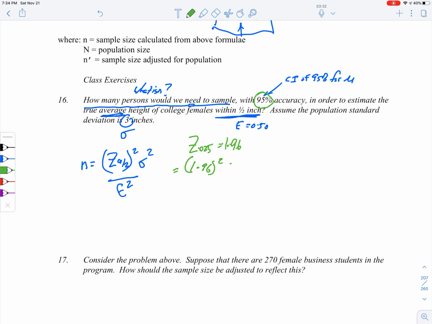So let's plug in what we've got. 1.96 squared times 3 squared over 0.5 squared. And that comes to, what do we get here? 138.30. And so what we would do is we would round that up to 139. So you would have to sample at least 139 people in order to end up with a margin of error of half an inch.